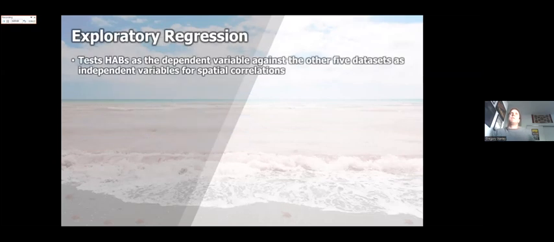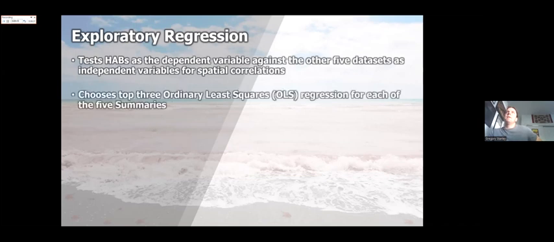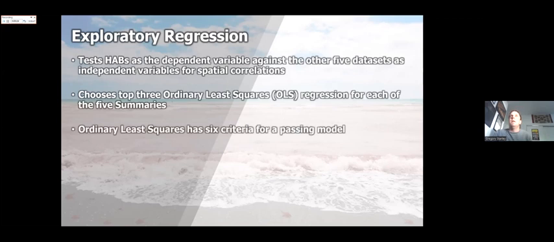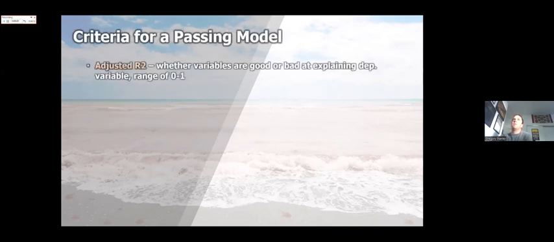For exploratory regression, the second method, this tests the HAB as the dependent variable against the other 5 data sets as the independent variables for spatial correlations. This chooses the top 3 ordinary least squares, or OLS, regression models for each of the 5 summaries. There are 5 summaries because we have 5 independent variables. And there are 6 criteria for a model to pass with OLS. The first one is adjusted R squared. This tells you whether the variables are good or bad at explaining the dependent variable, with a range of 0 to 1, 1 being the better value.